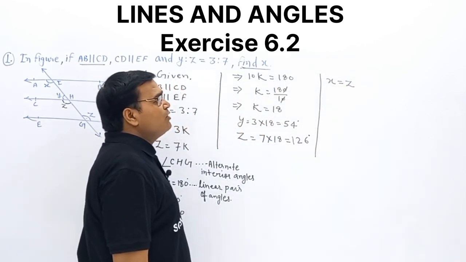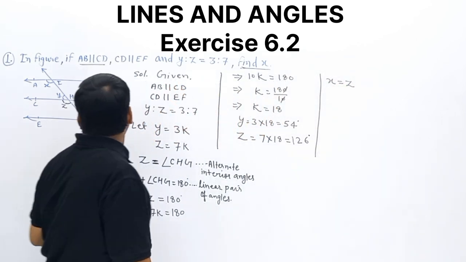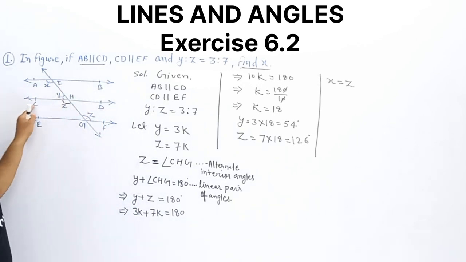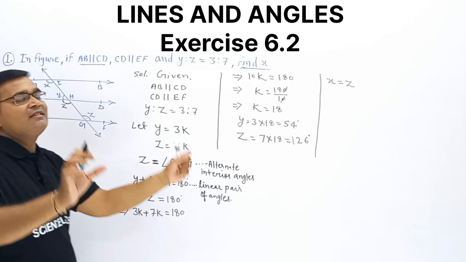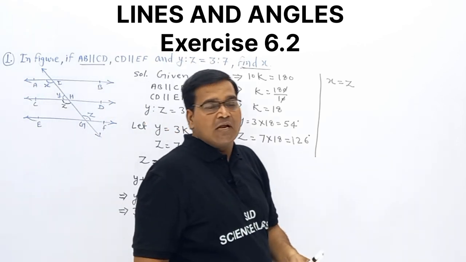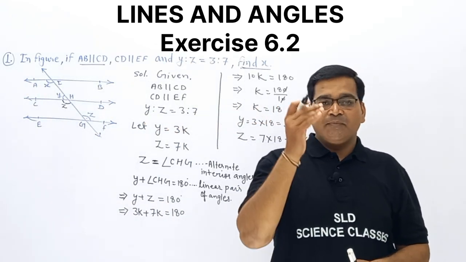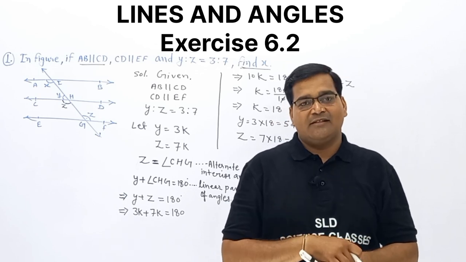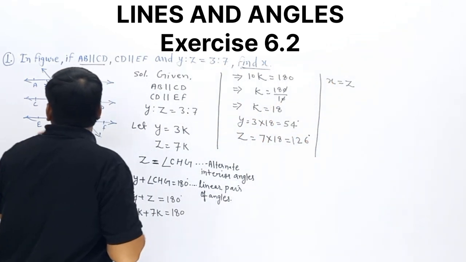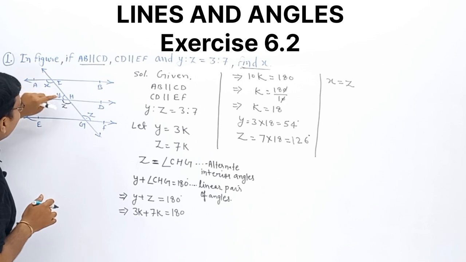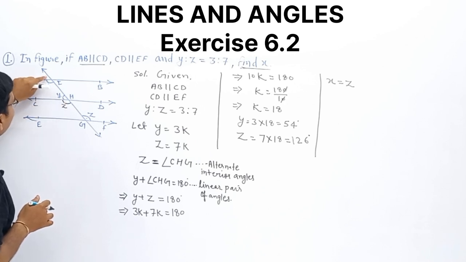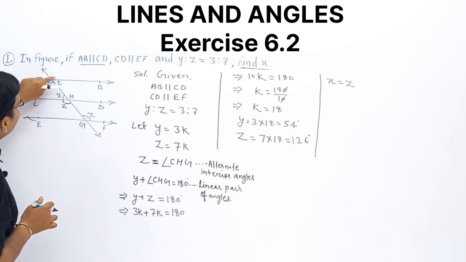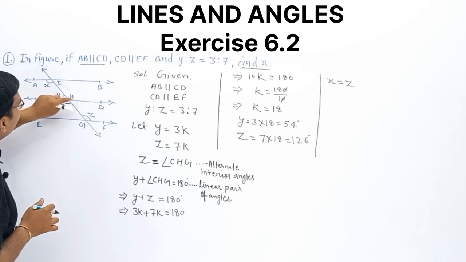Why x equal to z? Because AB is parallel to CD, and we studied that once two parallel lines are there and one transversal is there, then we are getting pairs of what? Corresponding angles. And corresponding angles will be what? This angle will be equal to this one, this angle will be equal to this one, this one will be equal to this one, and this one will be equal to this one.